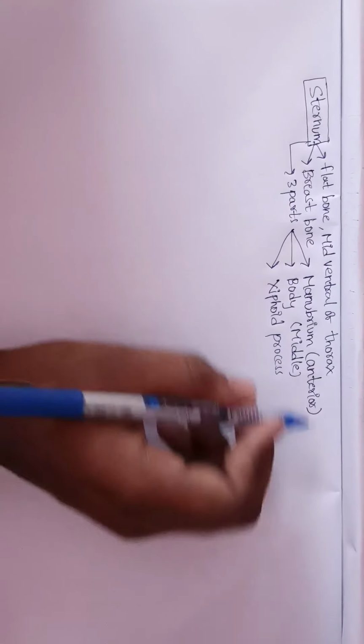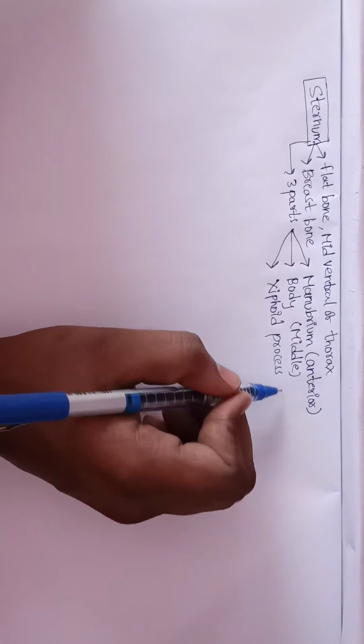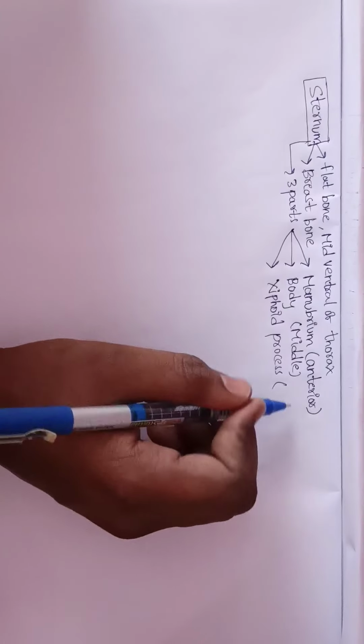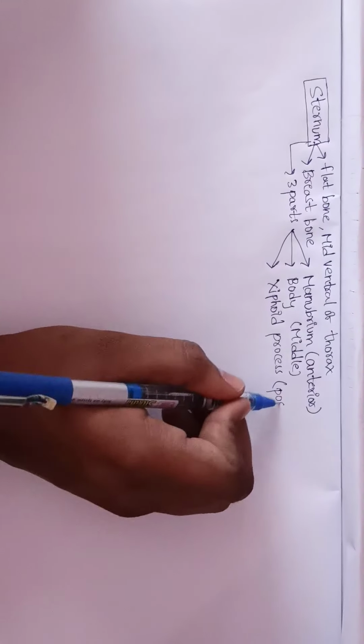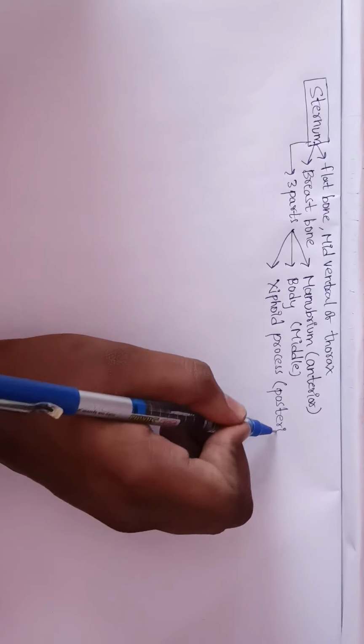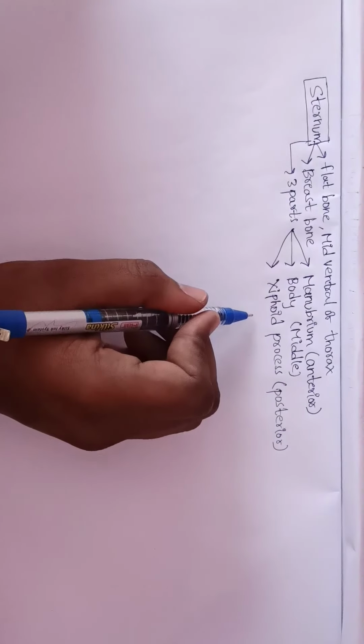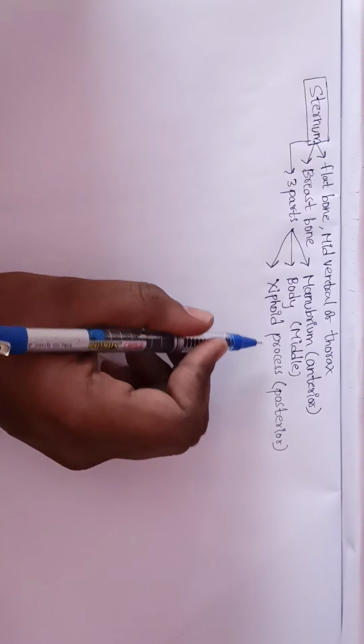Again, I will tell. Sternum consists of three parts. They are manubrium, the anterior part; body, the middle part; and xiphoid process, the posterior part.